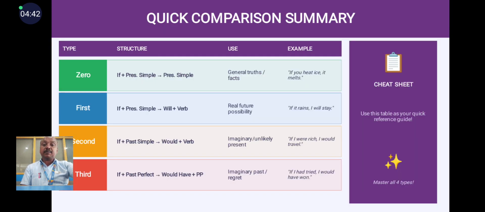The next is the comparison of all four conditions. The zero condition is used for general truth and facts. An example is: if you heat ice, it melts. The first condition is used for real future possibility: if it rains, I will stay. The second condition is used for imaginary or unlikely present situations: if I were rich, I would travel. And the third condition is for the imaginary past or for regret: if I had tried, I would have won.